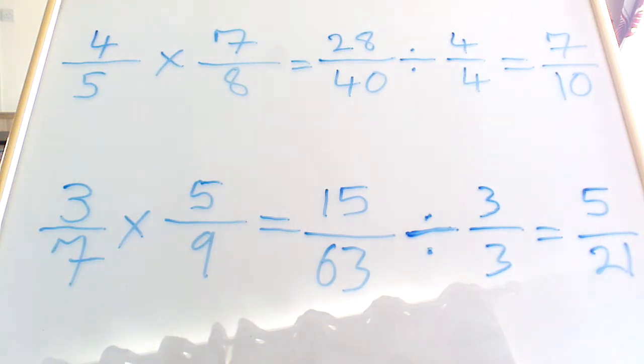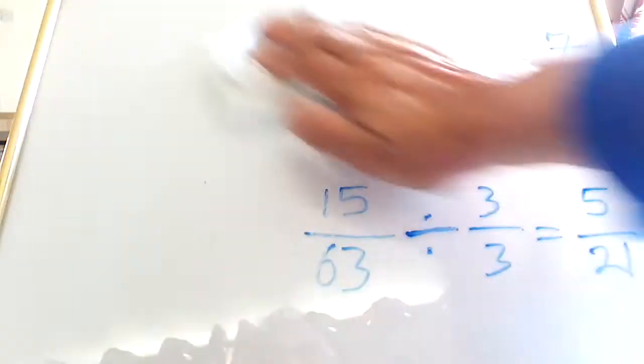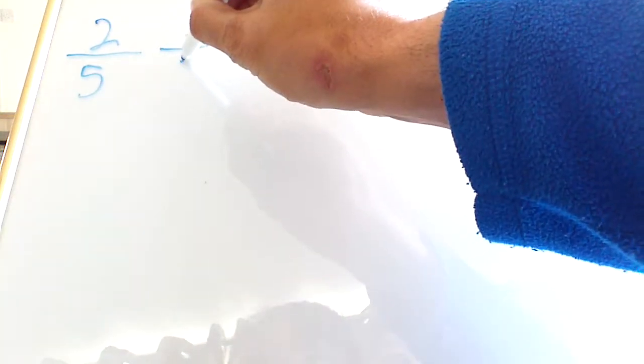Okay, now let's have a look at a few examples showing you how to divide fractions. Again, it's really simple once you've done a few of these. So we're going to do 2/5. And we're going to divide that by 3/9.